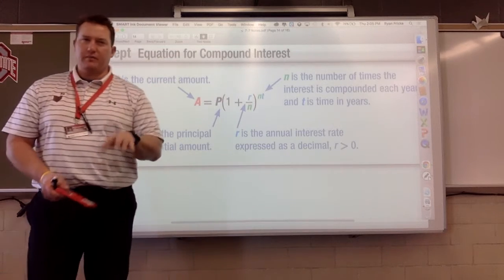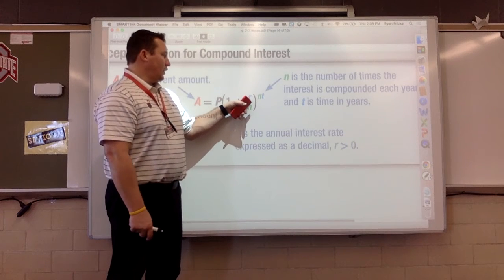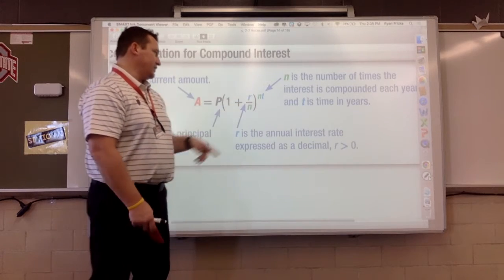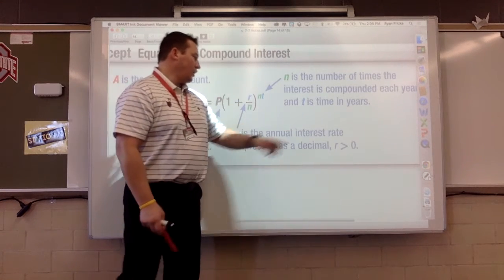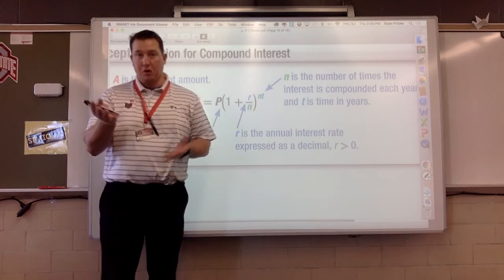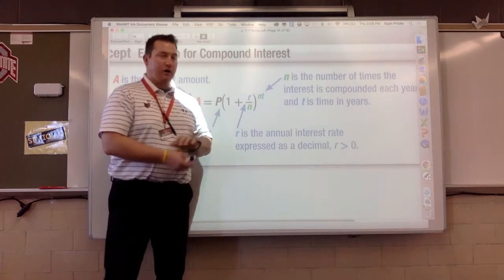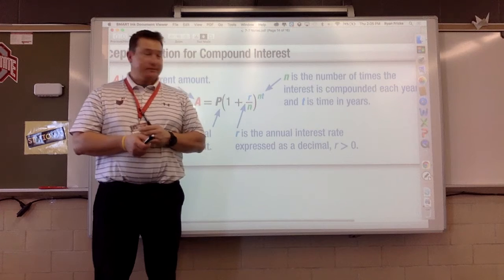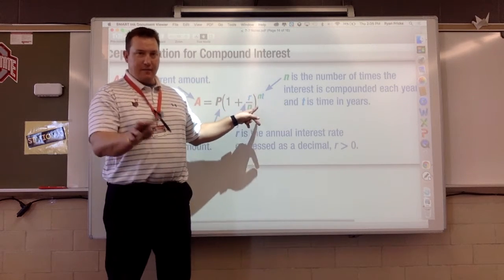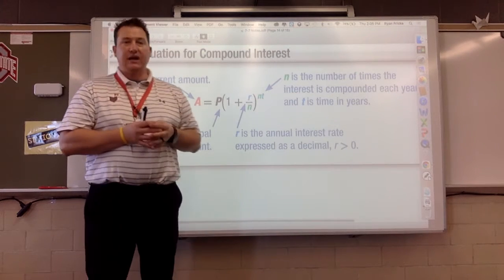Again, these are going to make a little bit more sense when we see a couple of these. Okay? 1 plus R, except in this case it's R over N. R over N. Was R still the rate? Yeah. R is the annual interest rate expressed as a decimal. Okay, so like if it's 5%, 0.05 is what you're going to use here for R. N is something new, and I see N twice. Okay, this is not by mistake. N is the number of times the interest is compounded each year.